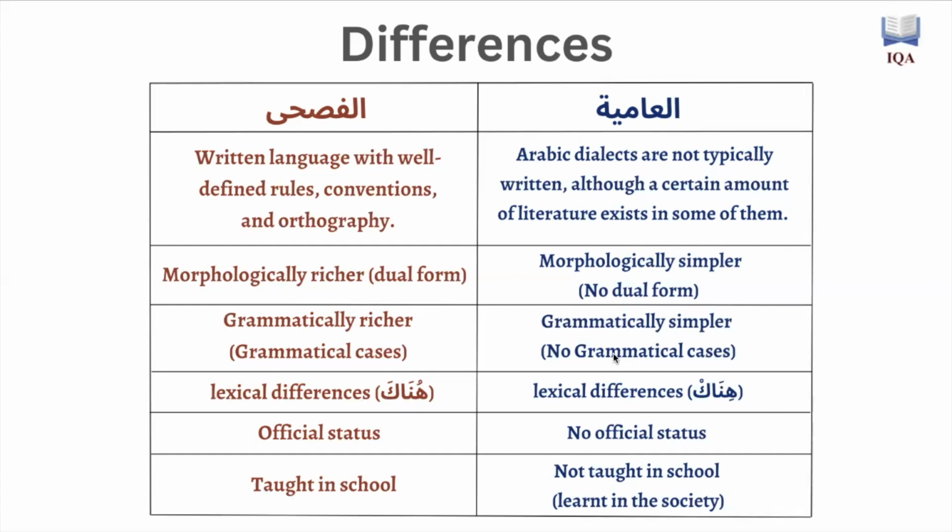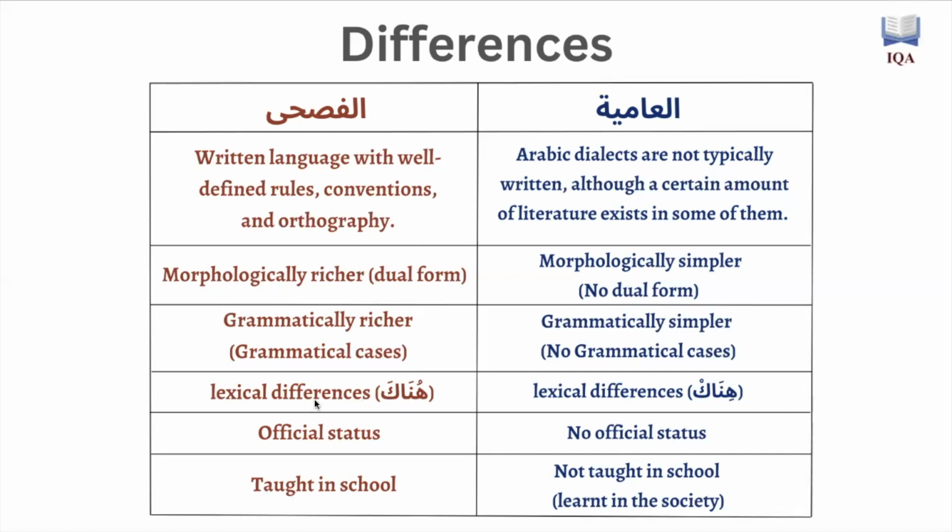So you'll find, for example, verbs that will be majrurun, right? In Amiya, you'll find certain verbs that will end with a kasra and so on and so forth. So the grammatical case ending system is not really used in Amiya. So it's grammatically simpler. Okay, so as you can see, Amiya, colloquial Arabic, is a simplified version of Fusha. And you can say simplified, or you can say it's a less rich version.